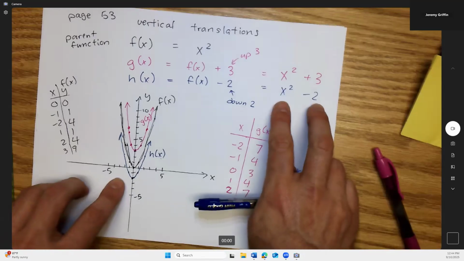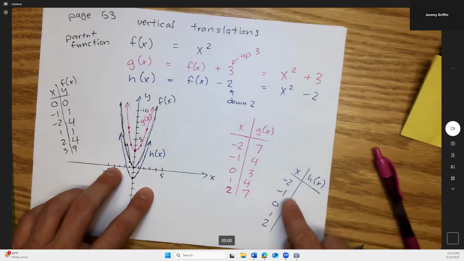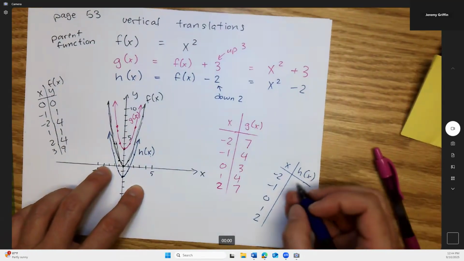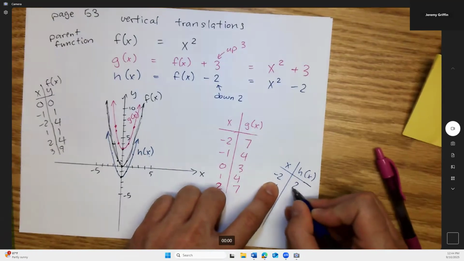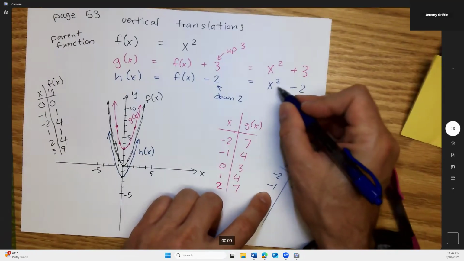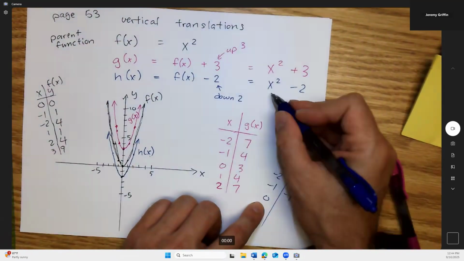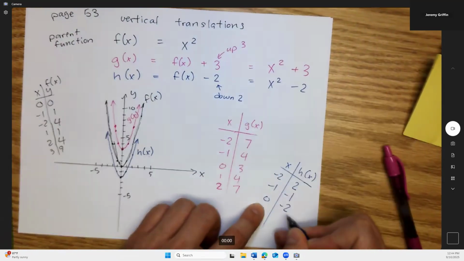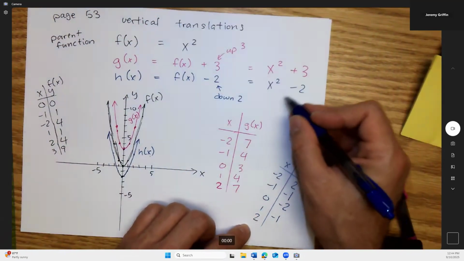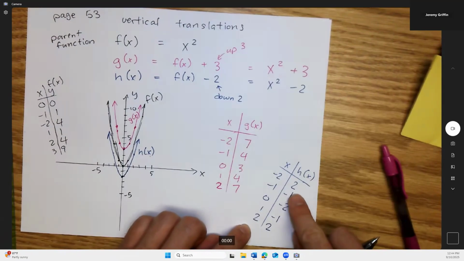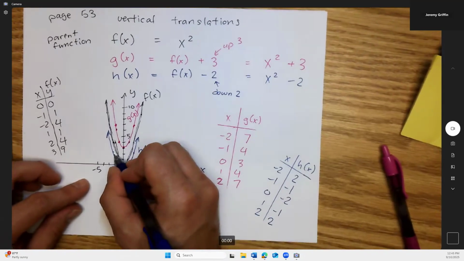Supposedly it should have been the parent function x squared, just shifted down 2, which I already drew. But let's see if I plug in the points, does that actually work? So -2 squared is 4, minus 2 brings me down to 2. -1 squared is 1, minus 2 is -1. 0 squared minus 2 is -2. 1 squared minus 2 is -1. 2 squared is 4 minus 2 is 2.